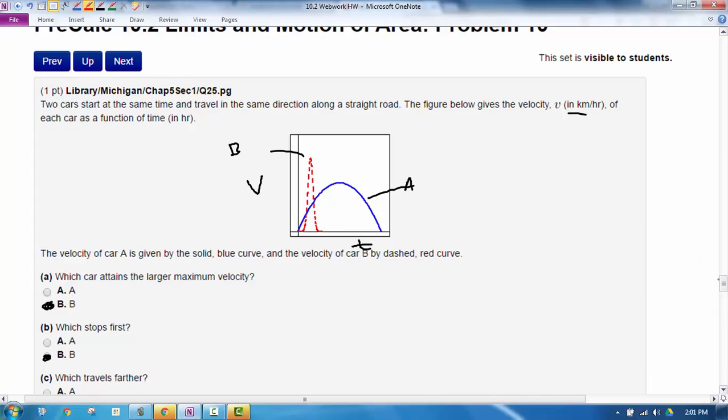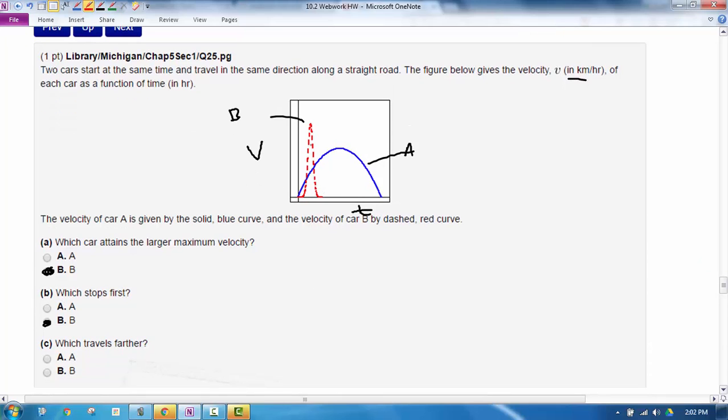All right, then the last question is which car travels farther. Travel here would be displacement, which is distance. This is in kilometers per hour, and this is in hours. So when you multiply this, you get the area underneath the curve, which is kilometers per hour times hours. The hours cancel and you get kilometers. So if you find the area underneath the curve, you're finding how much distance is traveled in kilometers. Obviously the blue one, A, has more area underneath the curve, therefore more distance. So we would say A for that one.